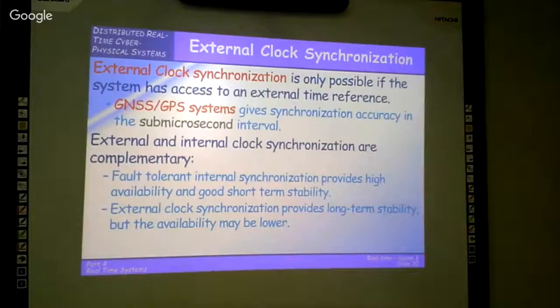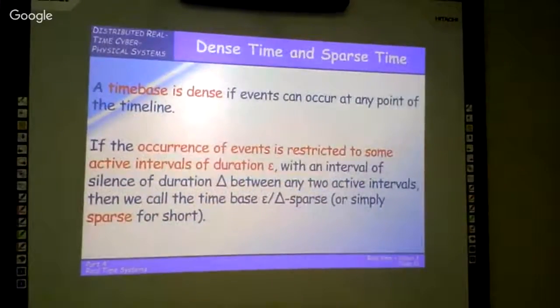Once you have defined the required granularity, then you have a requirement for the accuracy, and then you have your target, your objective, for the external synchronization. Last slide.